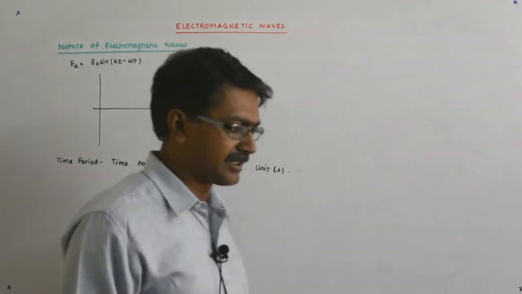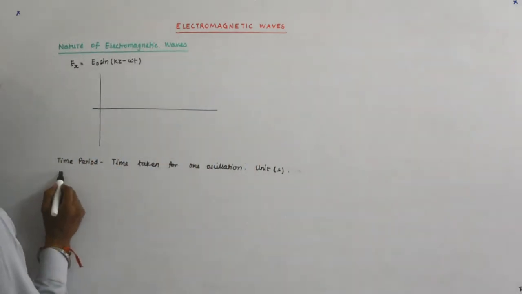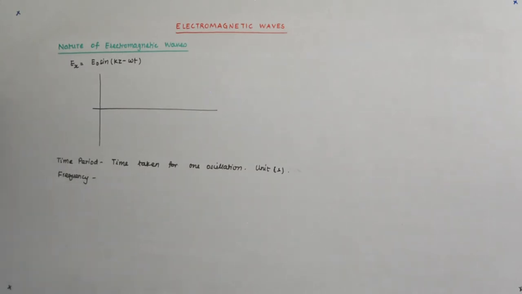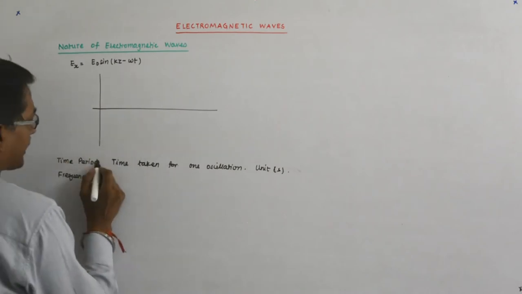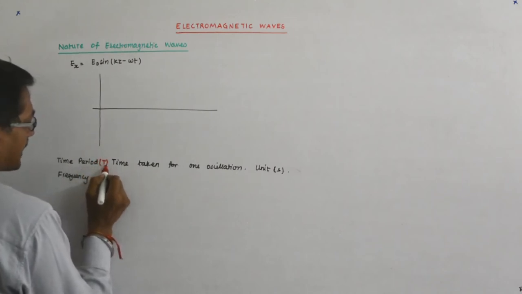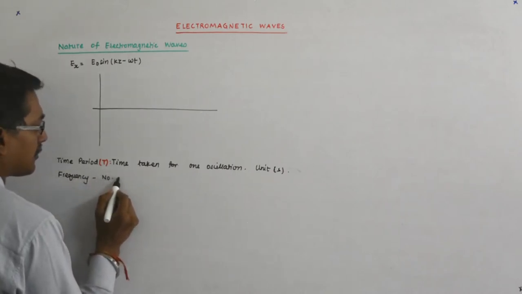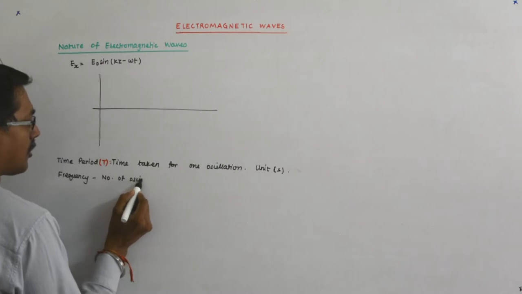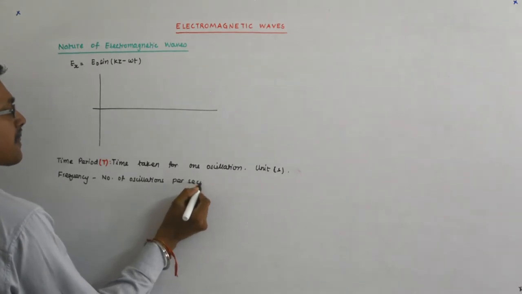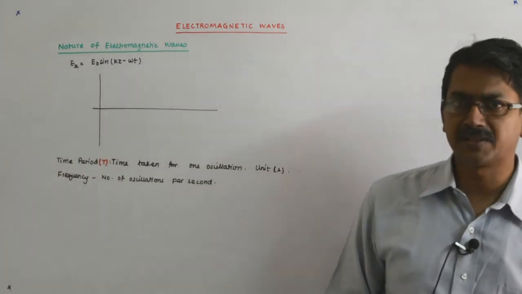Wavelength that we studied earlier. Unit meters. Length. Okay. What is the frequency? And how do you denote time period? By capital T. Conventionally, we use capital T to denote it. Frequency is the number of oscillations per second. Understand? That is the number of oscillations per second.